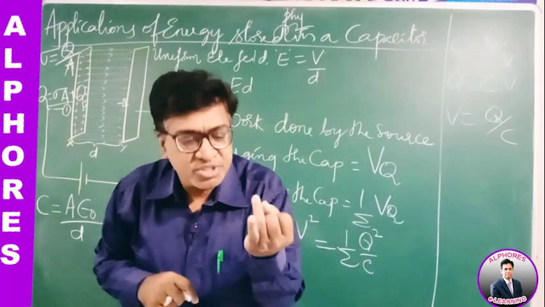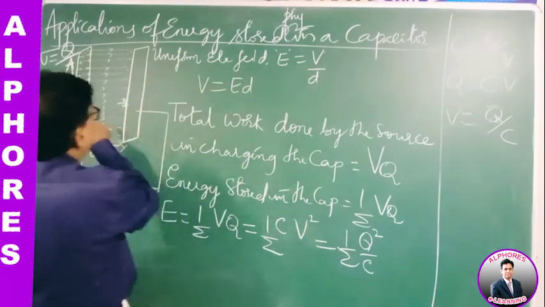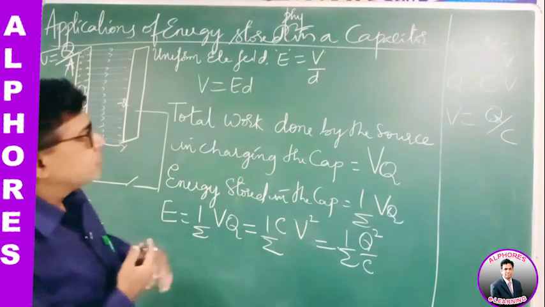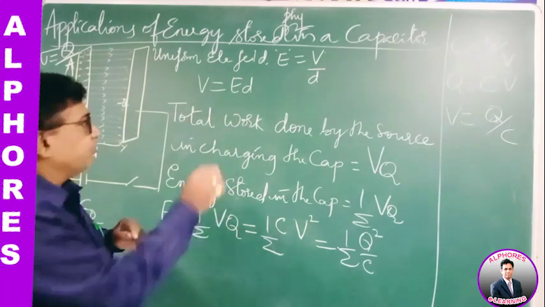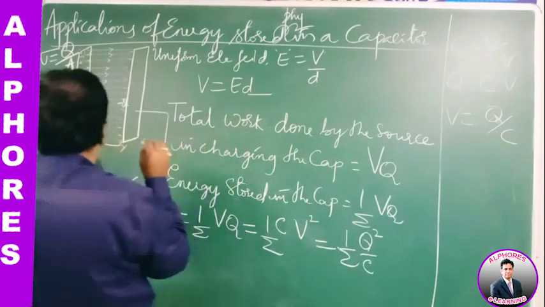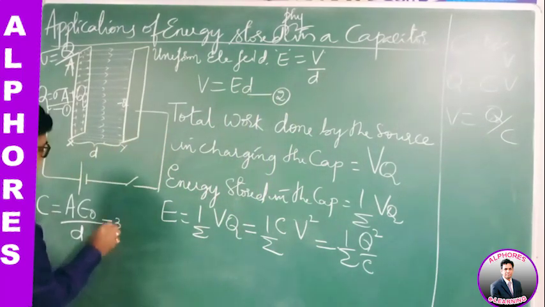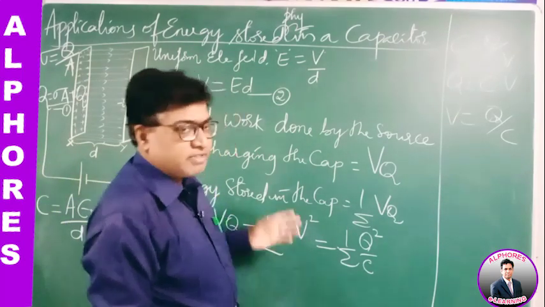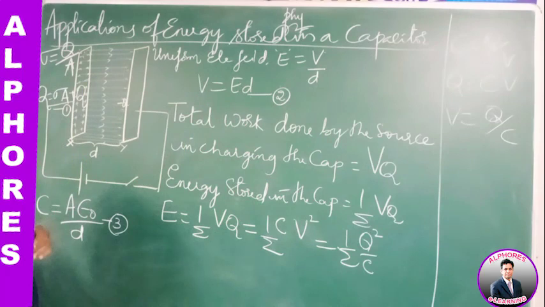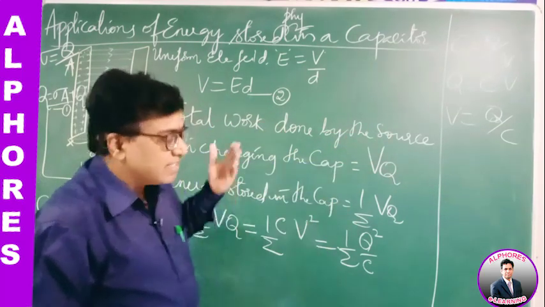He'll ask you charge, surface charge density, electric field. Now what is the electric field? A uniform electric field is produced. So the uniform electric field E is equal to V by d. V is E d. Very important point. This is equation 1. This is equation 2. Capacity is equation 3. He'll ask you to find out the capacity. What is the capacity of the capacitor? Now, what is the work done by the source in charging the capacitor?